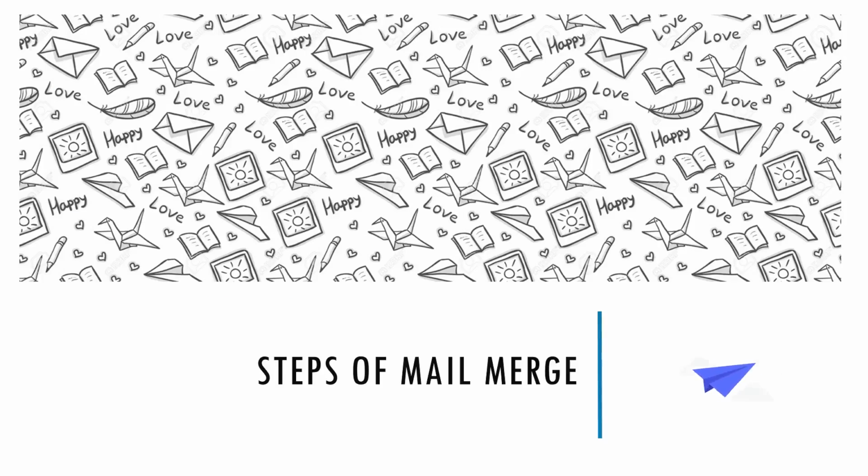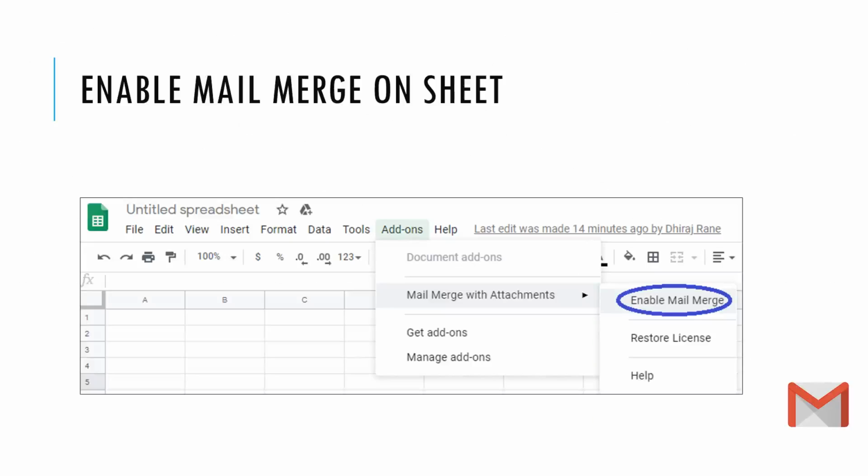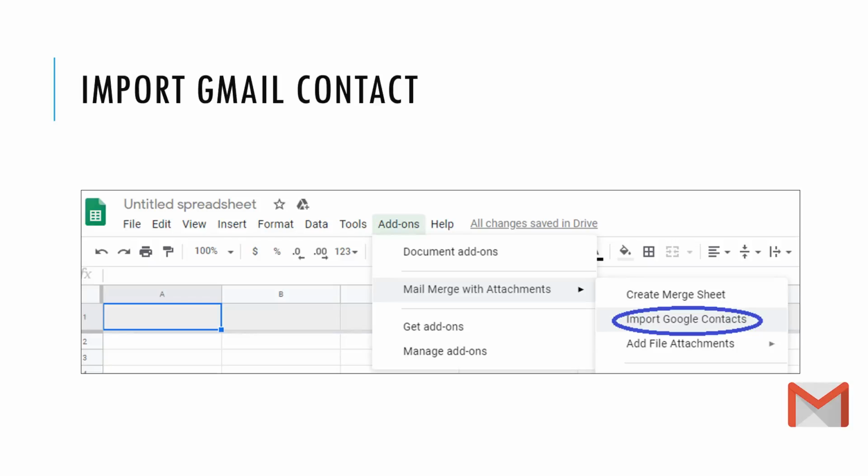Steps of mail merge. After installing the add-on, now we can use it. This is our blank sheet. In Add-ons, I have clicked and you can see the option Mail merge with attachments there. First of all, we have to enable this sheet for mail merge. So you click it. After that, it will get enabled and it will ask you to get the contacts. By default, it is a simple way, and I will suggest importing from Google Contacts if you have one.